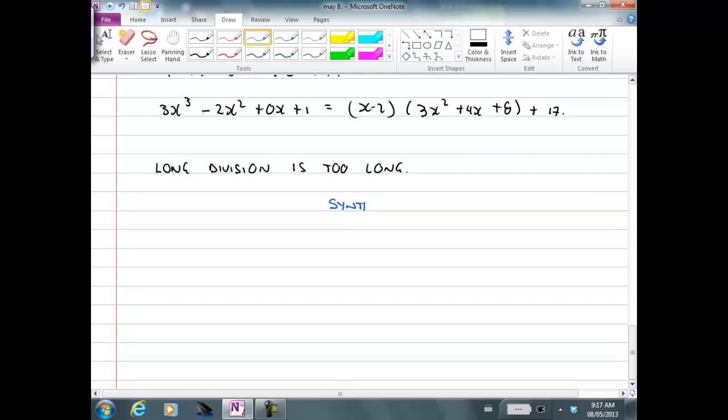Most of you will use this method. Long division works, but it's too long and too complicated. So I'm going to show you a technique called synthetic division, and how it is done. I'm going to go back to my first example that I gave you, and I will walk you through how to do this.